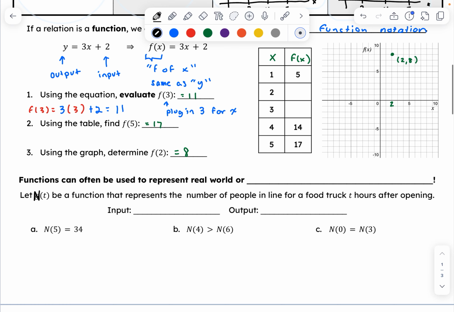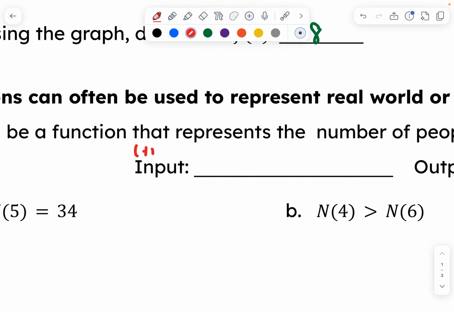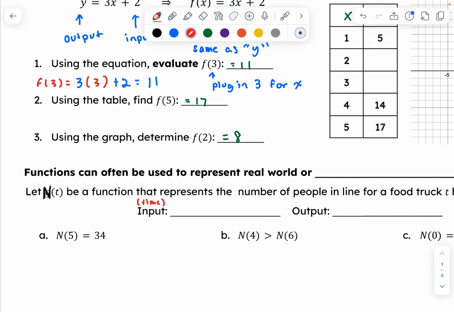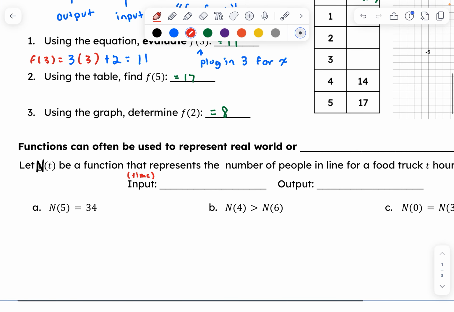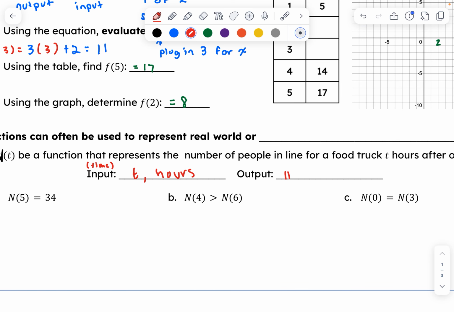When you see something like this, it's really important that you start by figuring out what your input and your output are. In this case, we have hours. Time is almost always going to be your input. So on this line, please put t, which represents hours. So our x value, our input, is hours, and our output is going to be the number of people in line for a food truck.